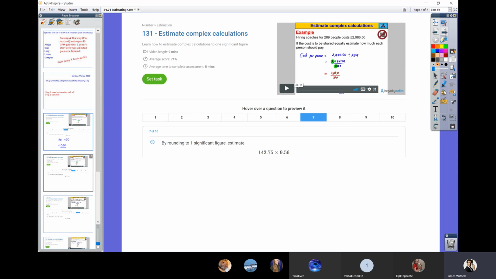Here's one like question 7. So step one, each of those numbers has to be rounded to one significant figure. So 142.75 rounds to 100. 9.56 rounds to 10. And 10 times 100 is just 1,000 again. Final answer.